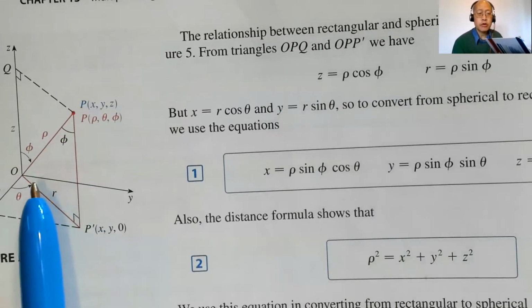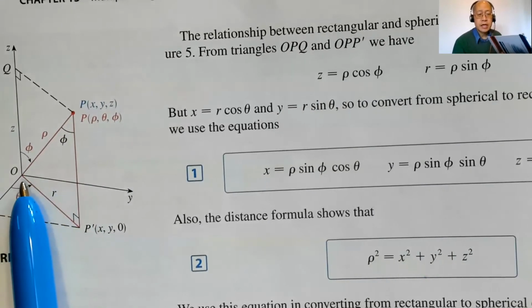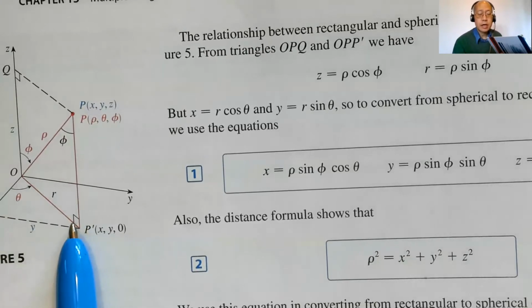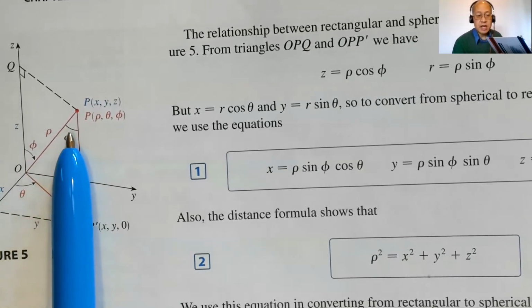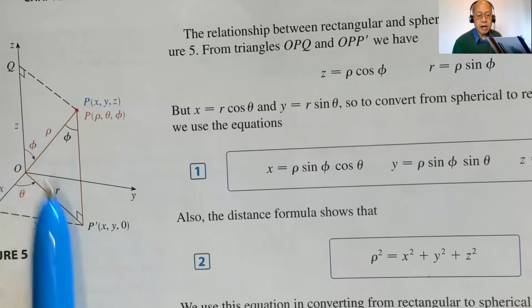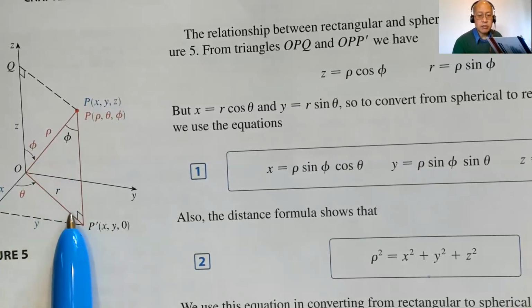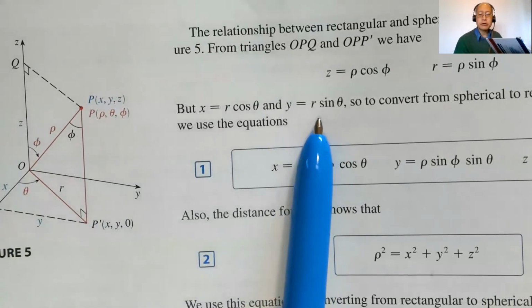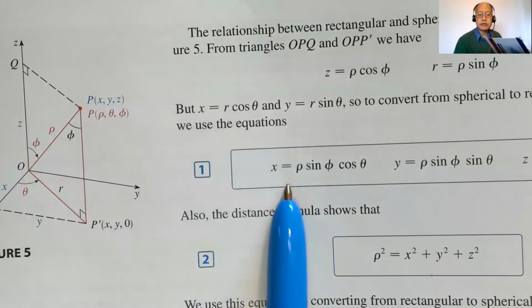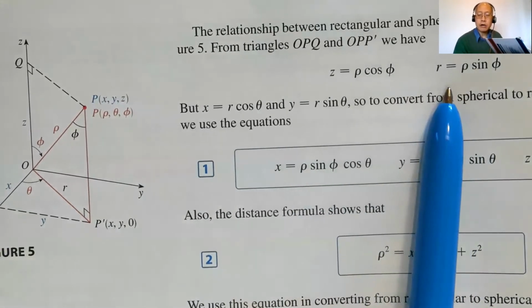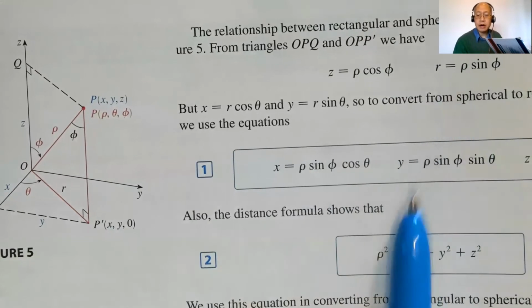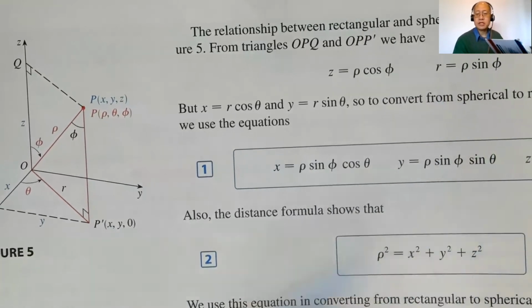Now we know from polar coordinates or cylindrical coordinates that x is r cosine theta, and y is r sine theta. But let's take a look at r. So here is phi. This is the opposite side, that's the hypotenuse, which means r is rho sine phi. So x is r cosine theta, but r is rho sine phi. So x is rho sine phi cosine theta. Y is r sine theta, and again, r being rho sine phi, we have these equations.